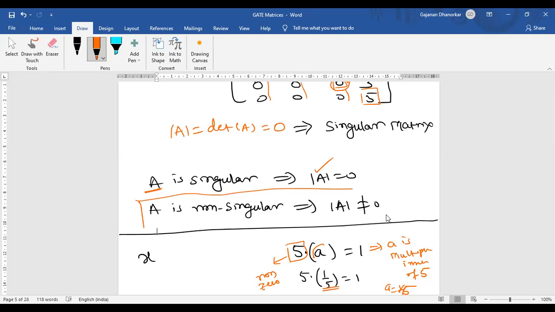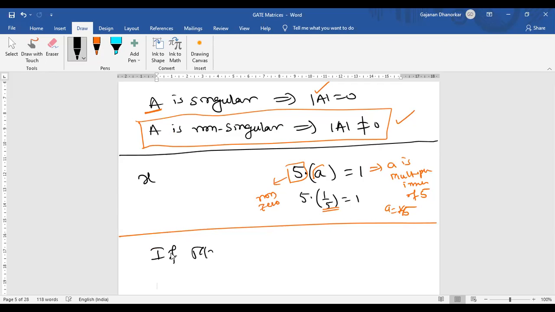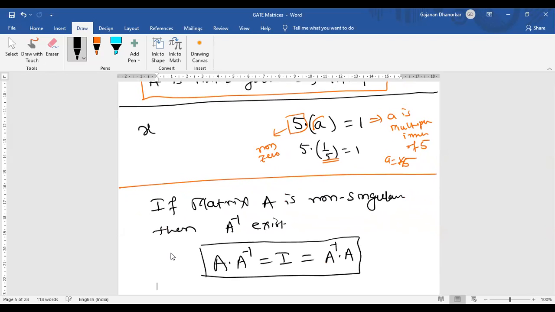Therefore, to find the inverse, if matrix A is non-singular, then A inverse exists. If A inverse exists, what is A inverse? A into A inverse is equal to the identity, or A inverse into A is equal to the identity. Under this condition, we say that this is the inverse of the matrix.